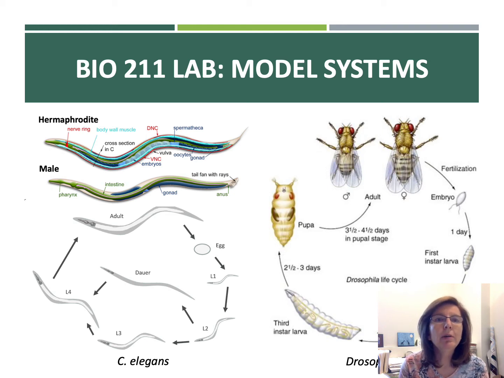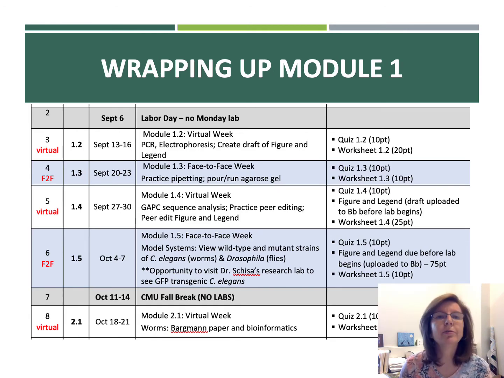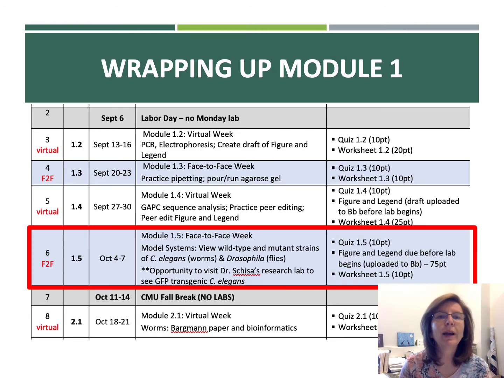Everyone, Lab 1.5 in genetics lab is going to be all about an introduction to two great genetic model systems. On the left, you'll see the life cycle of C. elegans, which is a roundworm or nematode, and on the right, we see the life cycle of Drosophila, which is a fruit fly. So where we are within Module 1 is pretty much we've wrapped up Module 1.